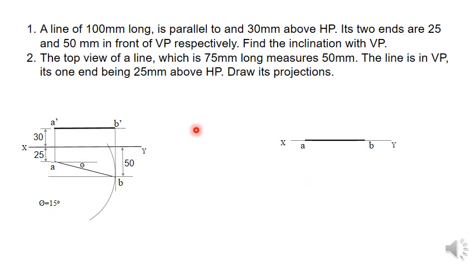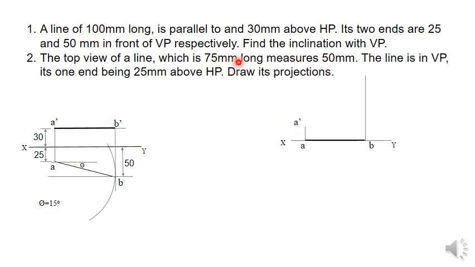Now it's one end being 25 mm above HP. Now one end, let us take A, is 25 mm above HP, so A dash will come on this line. So you can draw projector lines from both points, from A and B both. Just draw projector lines from A and B. Now the front view of A is 25 mm above HP. So just draw A dash here at a distance of 25 mm from the XY line. So this distance is 25 mm from the XY line.